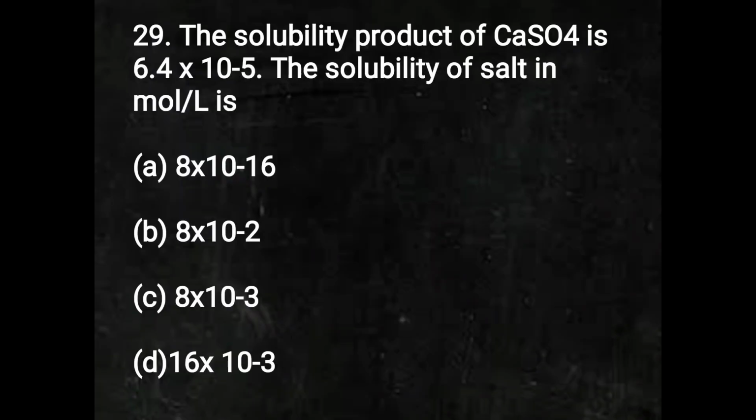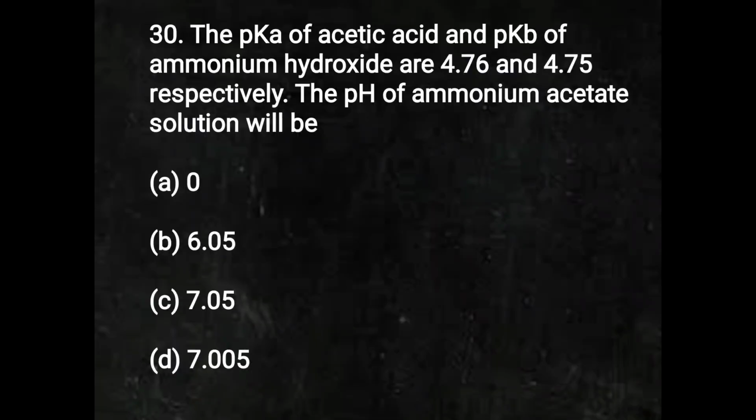The solubility product of calcium sulfate is 6.4 into 10 raised to power minus 5. The solubility of salt in mole per liter is option C, that is 8 into 10 raised to power minus 3. The pKa of acetic acid and pKb of ammonium hydroxide are 4.76 and 4.75 respectively. The pH of ammonium acetate solution will be option D is the correct option.